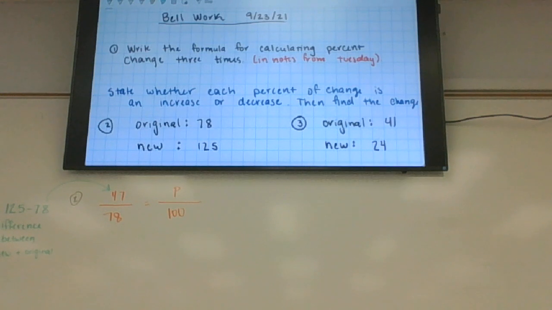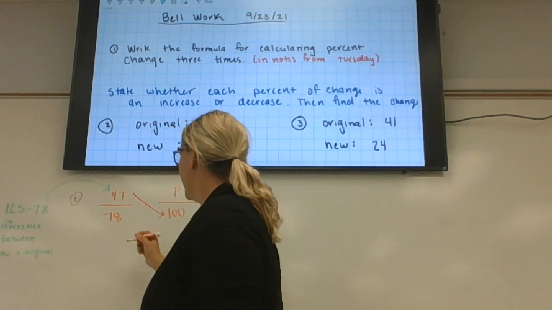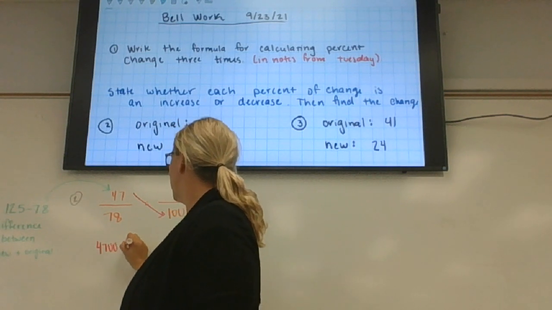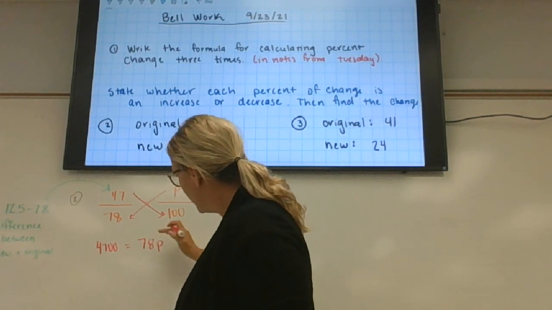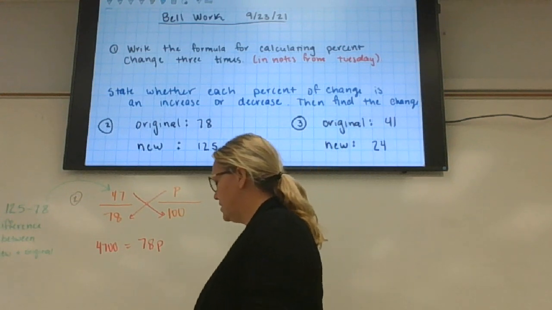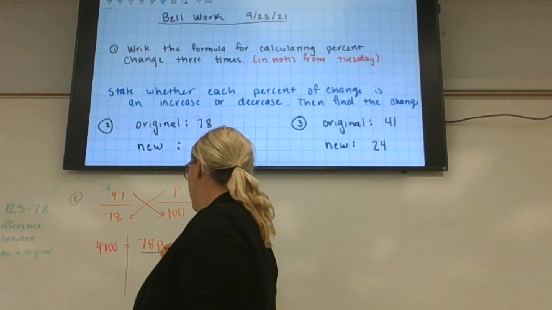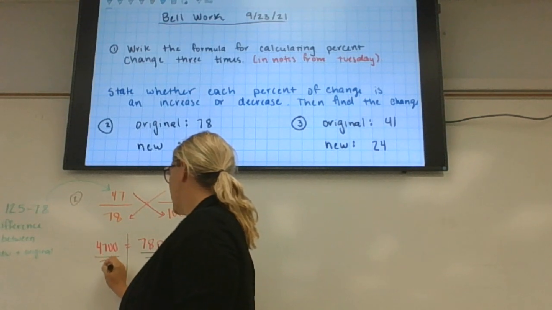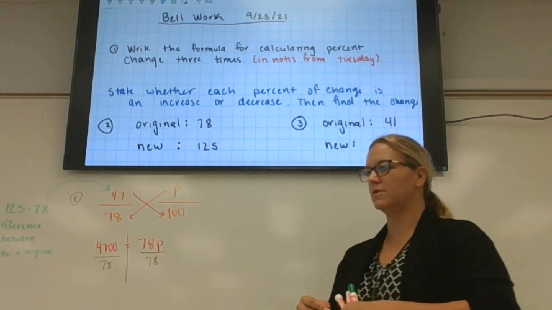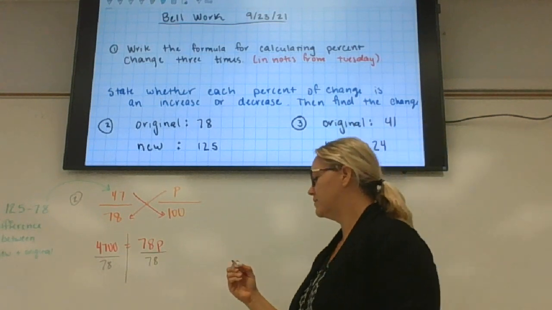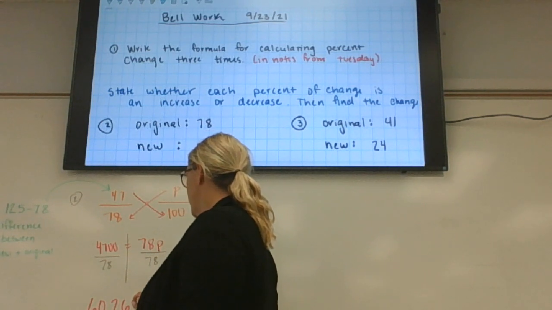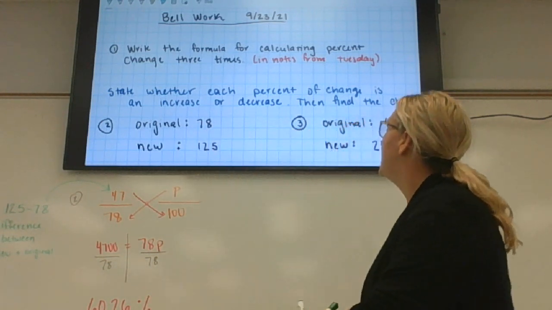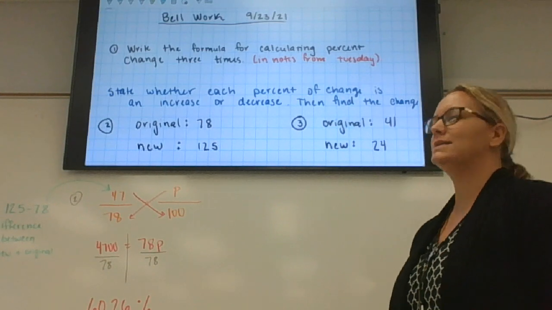Does everybody agree that the difference was 47? Okay. So now we'll cross multiply. 4,700 equals 78p. And now we're solving an equation just like we did on the quiz Monday. Divide both sides by 78. And what'd you guys get when you divide? 60.26 is our percent. And then we have to say, was it an increase or a decrease?